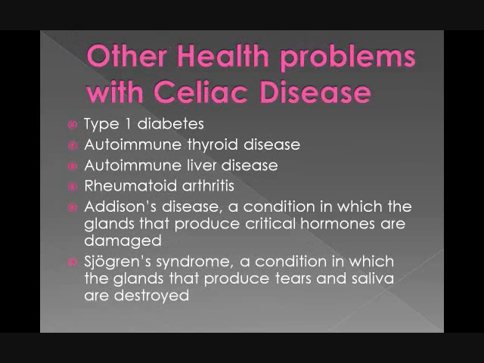Celiac disease is also accompanied by other health problems. So if you have type 1 diabetes, it would be accompanied by celiac disease. It is also applicable with the autoimmune thyroid disease, autoimmune liver disease, rheumatoid arthritis, Addison's disease, which is a certain type of problem wherein the glands that produce critical hormones are damaged. We also have Sjogren's syndrome, which is a condition wherein the glands that produce tears and saliva are destroyed.